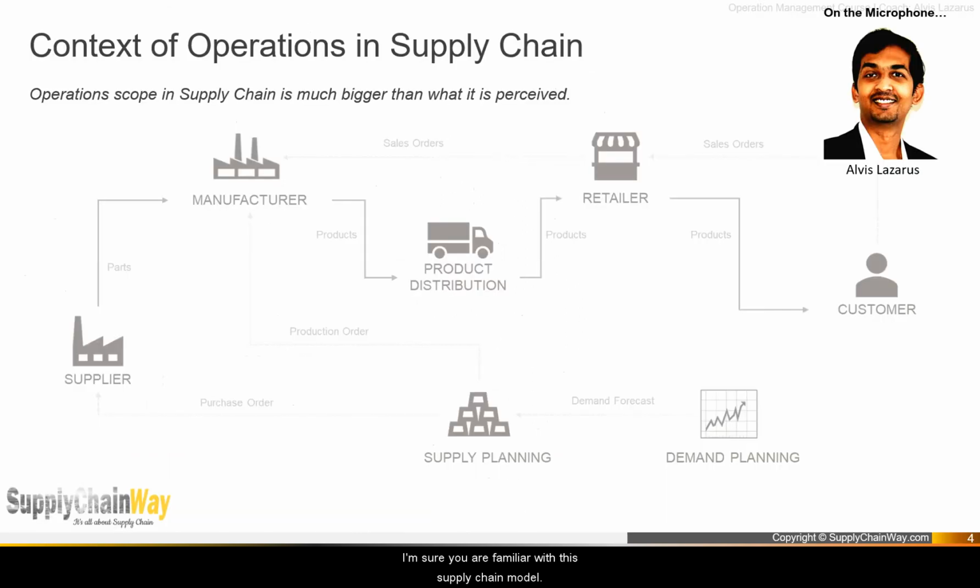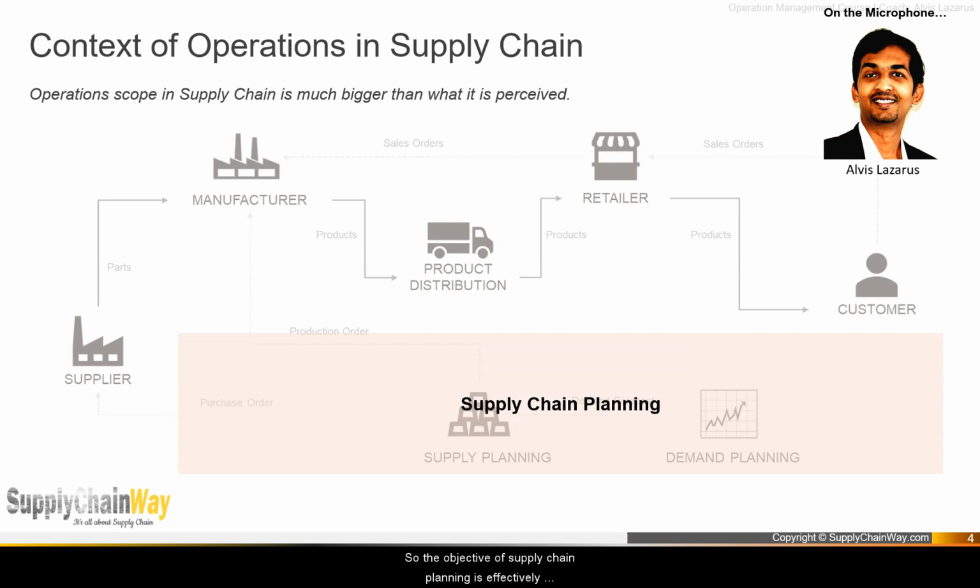I'm sure you are familiar with this supply chain model. If you're not, then please go to the description of this video. I have given a few links to the prerequisite videos. You can go through those videos and then come back and watch this video so you get continuity on the topic. So this is the overall supply chain model. And there are so many different operations roles within this overall supply chain. And the point to note here is each of these roles is unique and completely different from each other. So let's start with the first role, which is supply chain planning.